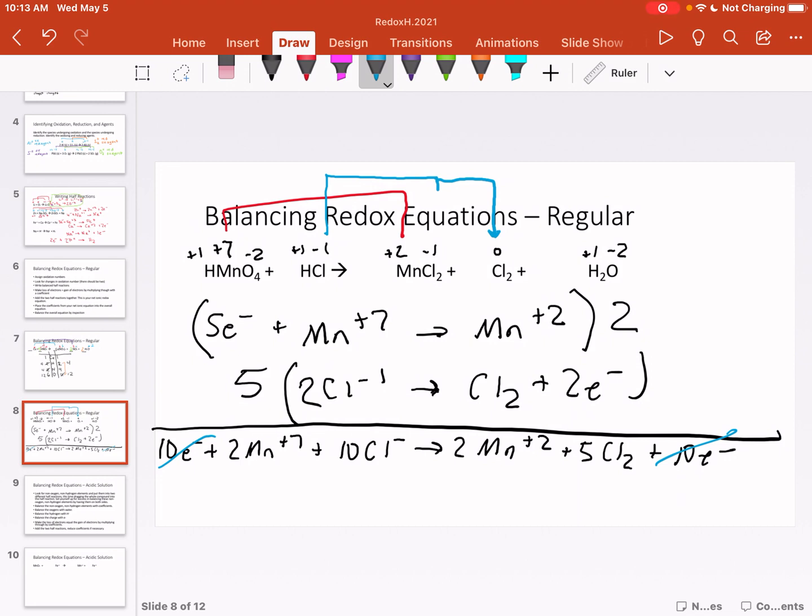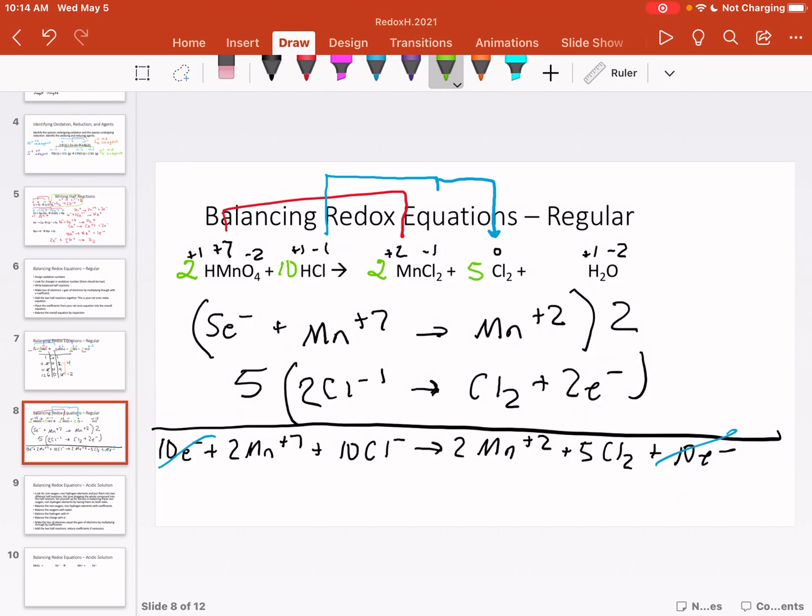Now I have to put those coefficients in place in my overall. So I need to have 2 Mn plus 7s, I only have 1, so I'm going to put a 2 there. I need to have 10 Cl minuses, I only have 1, so I'm going to put a 10 there. I need to have 2 Mn plus 2s, I only have 1 of them, so I'm going to put 2 there. And I need 5 Cl2s, and there we go.